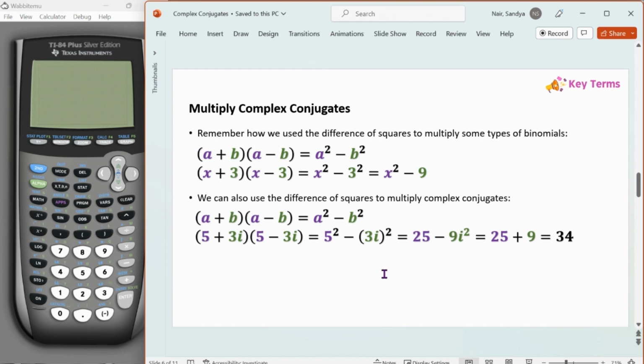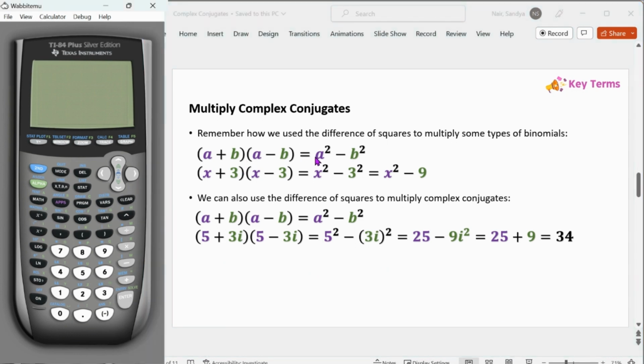We can also multiply complex conjugates. Remember how we use the difference of squares to multiply certain types of binomials? If we had the form a plus b times a minus b, that gave us a squared minus b squared. We use that as a multiplication shortcut whenever we had the sum and the difference being multiplied together. Remember, we have to have the same two terms in each of these binomials. So if we have x plus 3 times x minus 3, we can call x a, and we can call 3 b. That means we'll have x squared minus 3 squared, which is x squared minus 9.